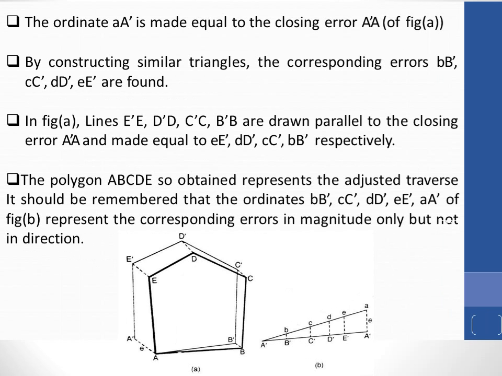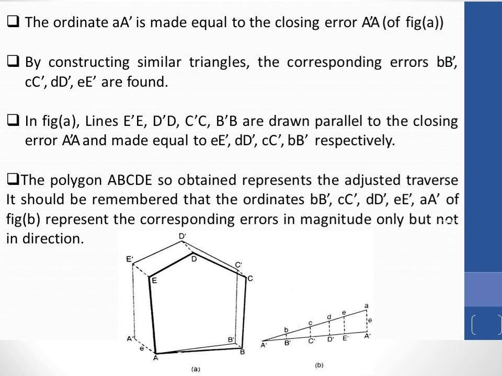Now the ordinate a dash is made equal to the closing error a dash of figure A. Okay, so you are going to construct some similar triangles. After that you will just join whatever points are there. We have b dash, c dash, d dash, e dash. You will just join that point to that hypotenuse, that sloping side of our triangle. So you will get small b, small c, small d, small e and small a.